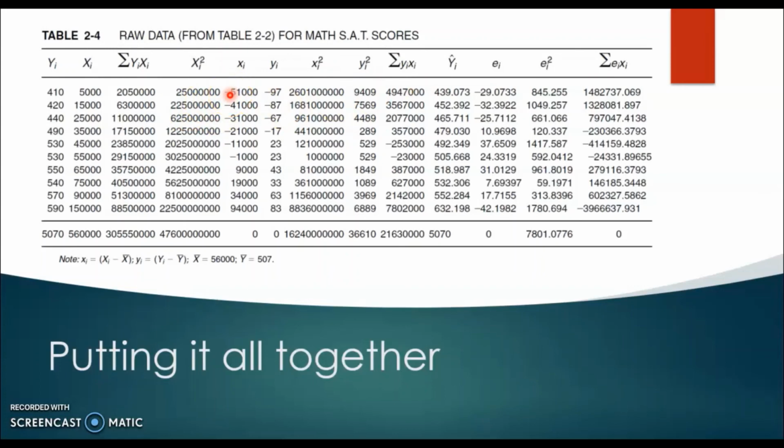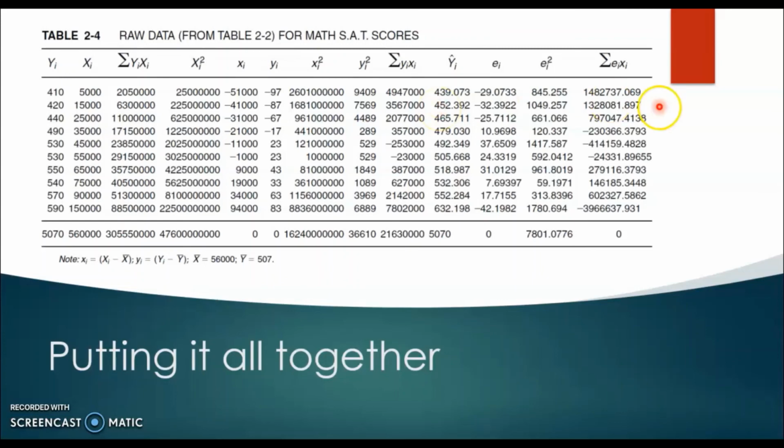For example, by multiplying negative 51,000 with the residual negative 29, we will get the product, which in this case is equal to 148,273.069.